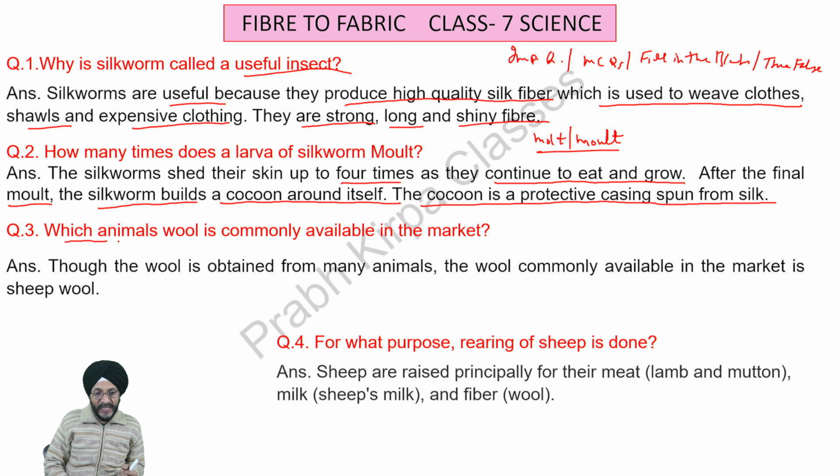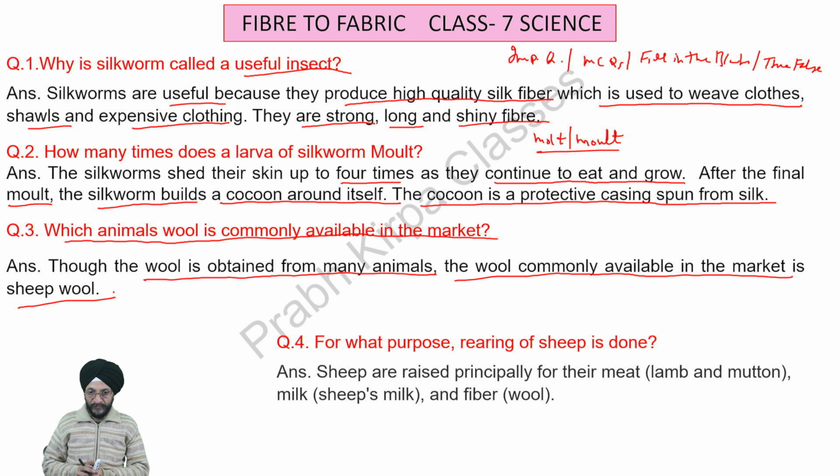Next, which animal's wool is commonly available in the market? Though we get wool from many animals, the wool commonly available in the market is the wool which we get from sheep. Next, for what purpose is rearing of sheep done? Sheep are raised principally for their meat, for their milk, and for their fiber.